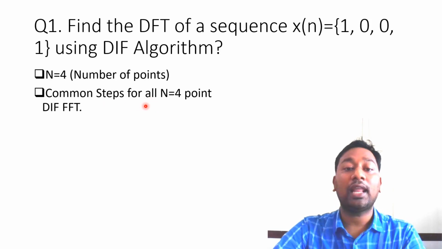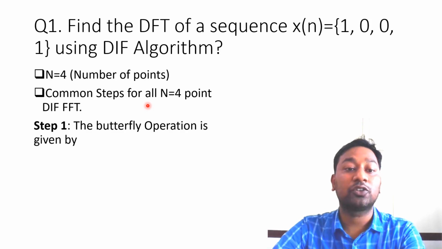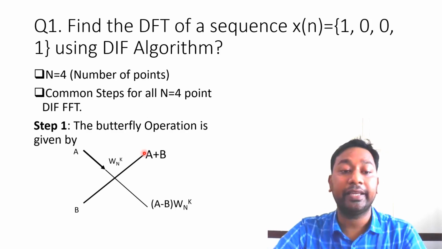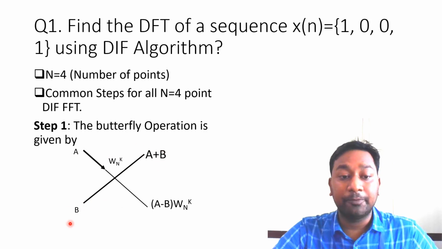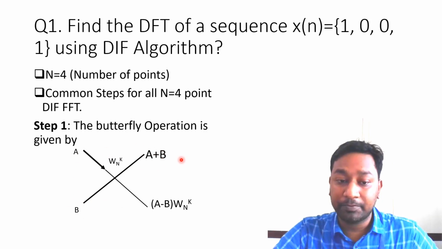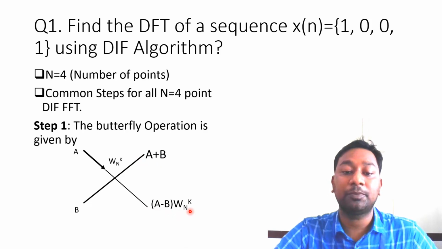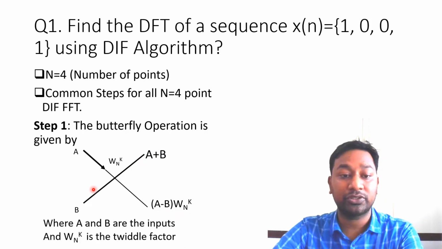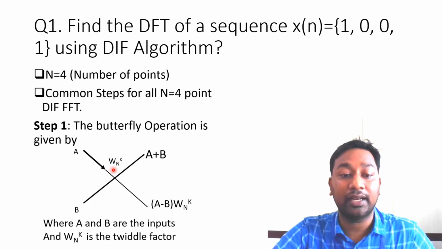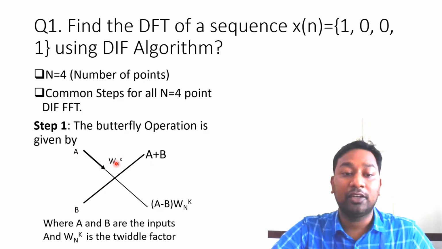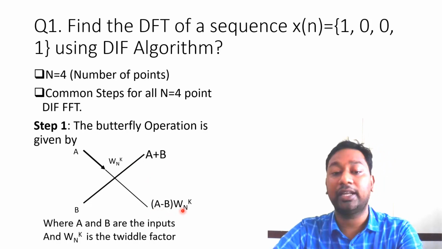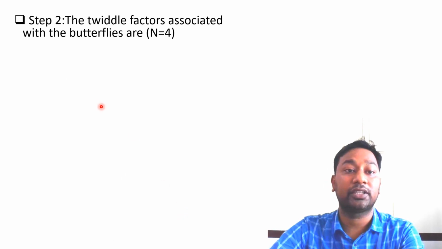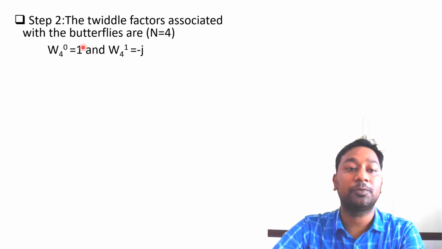Next, the common steps for all N equal to 4 point DIF FFT. Step 1, the butterfly operation: the inputs are a and b, so the first output is a plus b and the second one is a minus b multiplied by omega N to the power k. Here a and b are the inputs and omega N to the power k is the twiddle factor. The twiddle factors associated with the butterflies for N equal to 4 are omega 4 to the power 0 is 1 and omega 4 to the power 1 is minus j.